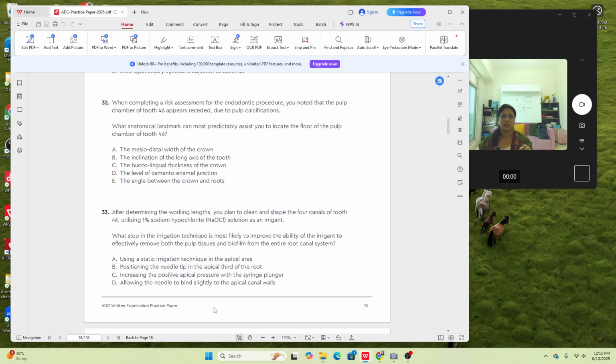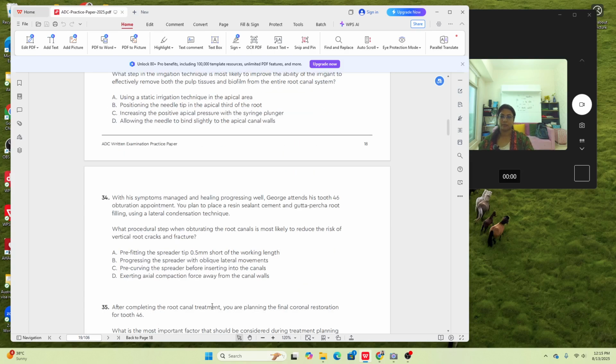It should be a thin needle with lateral perforations so that the solution comes out laterally and not just being forced apically. You have to keep on moving the needle up and down and try to place the needle very close to the apical third. So that is the right answer, which is option B. I'm sure by now you know how to irrigate and what needles to use. So as such, this is not a difficult question. It's an easy question to solve.